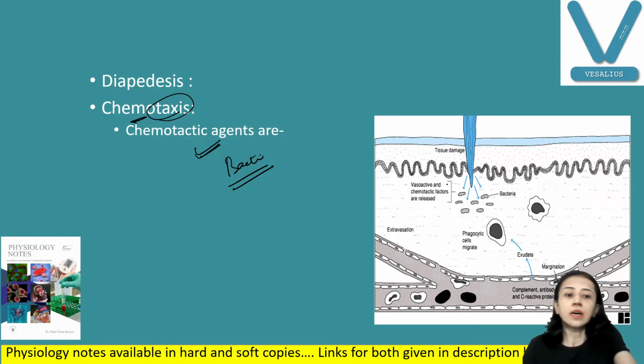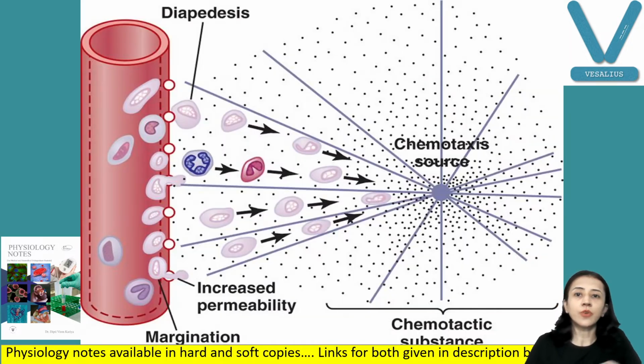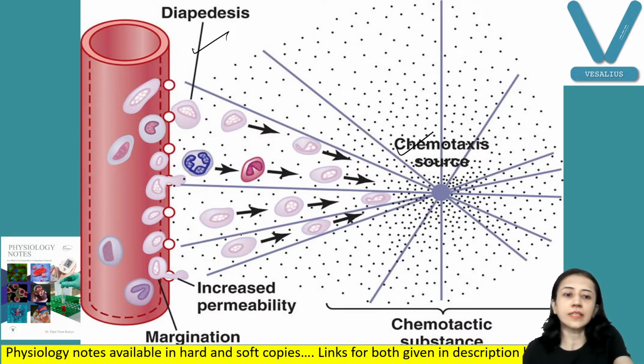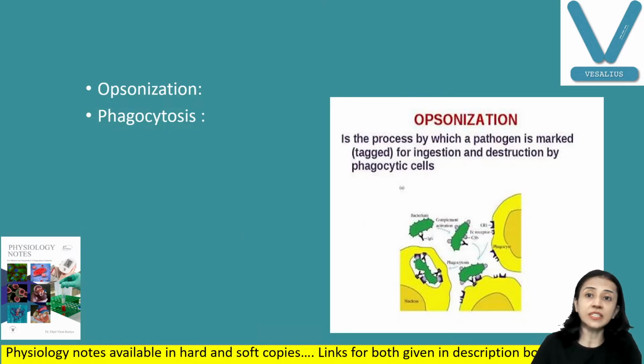Okay, now you can see here, WBCs, there is chemotaxis. Okay, and increased permeability, that causes margination, pavementing, and chemotaxis. Next step, that is opsonization.